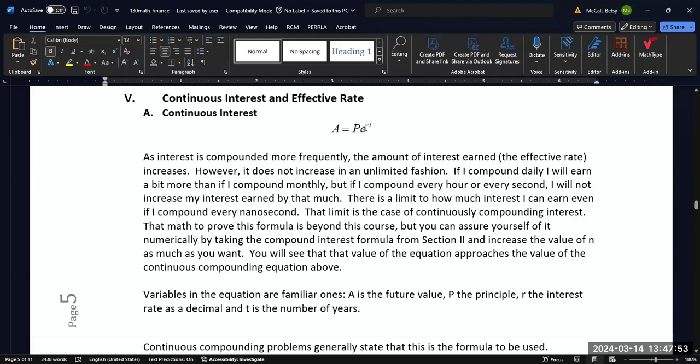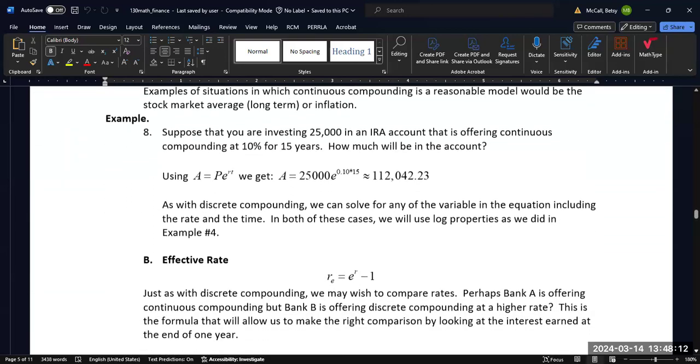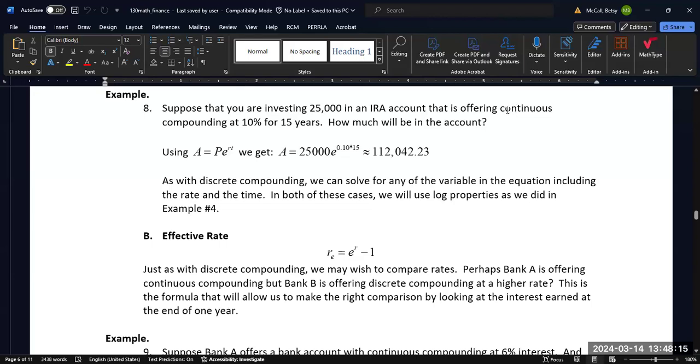Here, P is still the principal, R is still the rate per period, if there was no compounding, and T is again the time, usually years. And then A is the amount in the account. So again, let's look at an example using this formula. And again, these problems will have to specify continuous compounding in order to use this formula. Suppose that you are investing $25,000 in an IRA account that is offering continuous compounding at 10% rate for 15 years. How much will be in the account?